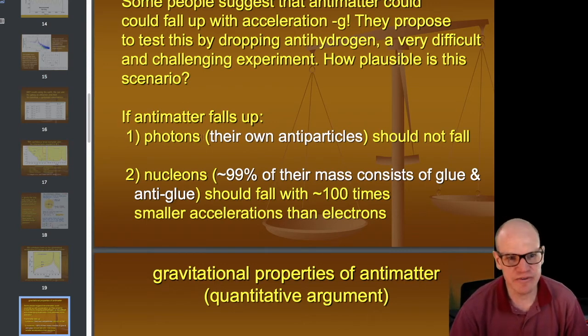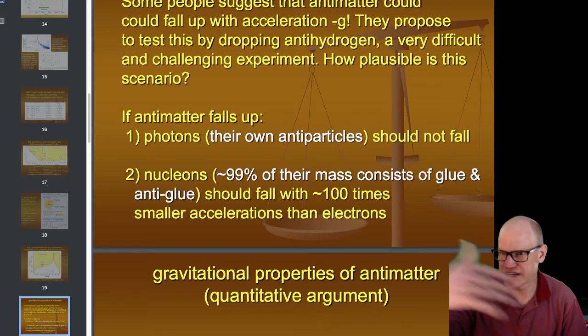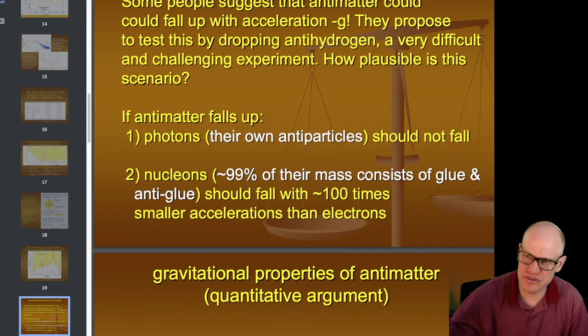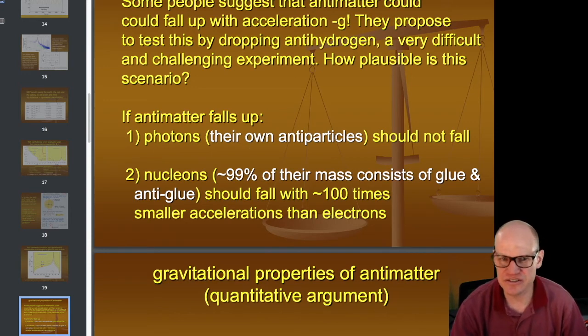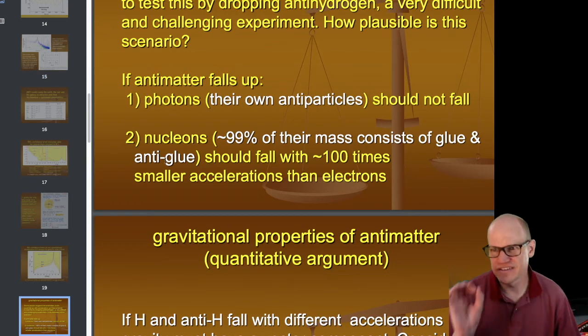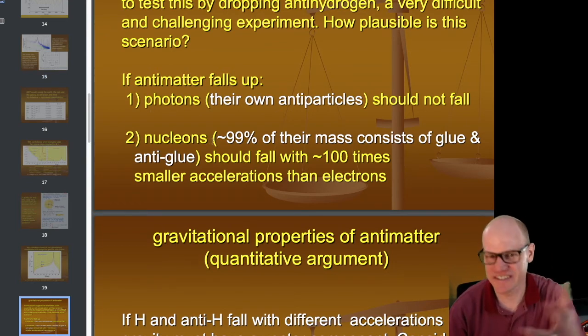Okay, anyways, if antimatter falls up, photons are their own antiparticles, and therefore they should not fall. And we know that photons do fall because you get deflection from photons as they bend around objects. General relativity says that photons are deflected, and general relativity satisfies the weak equivalence principle, and photons are their own antiparticles. So anything that's its own antiparticle should not fall. And yet we see them fall. And then this is the one that's harder to contend with, I think. Well, okay, maybe that one's hard to contend with, but this one I think is more interesting.